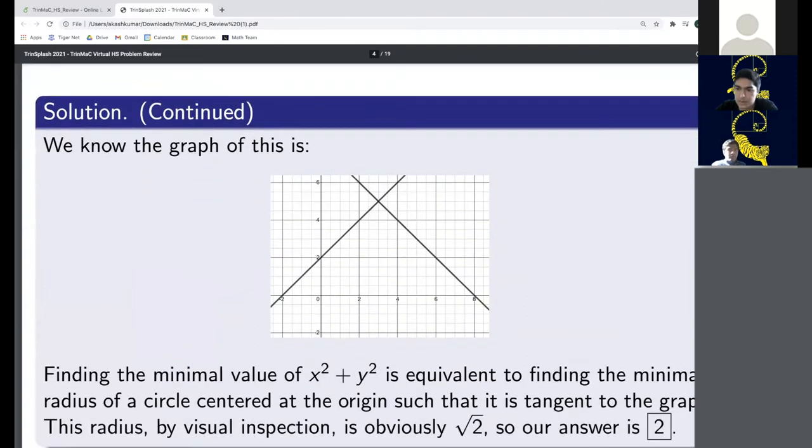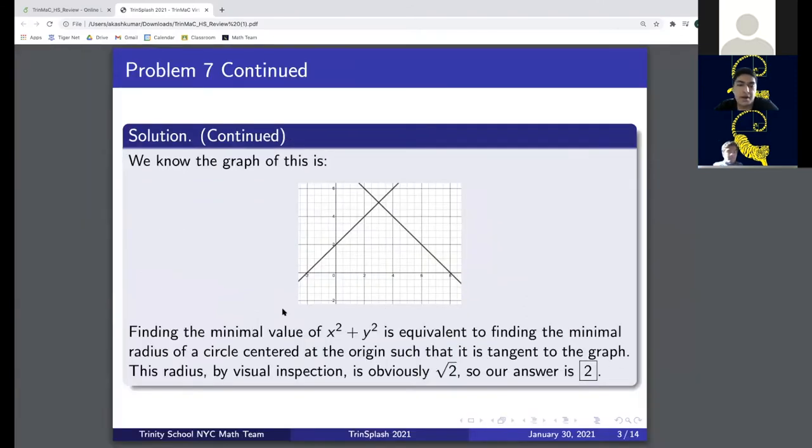So here we go. Once you know the graph of the given equation, the whole x squared, y squared, and 10y and all that, once you know it looks like this, then our idea was to interpret x squared plus y squared as a circle.